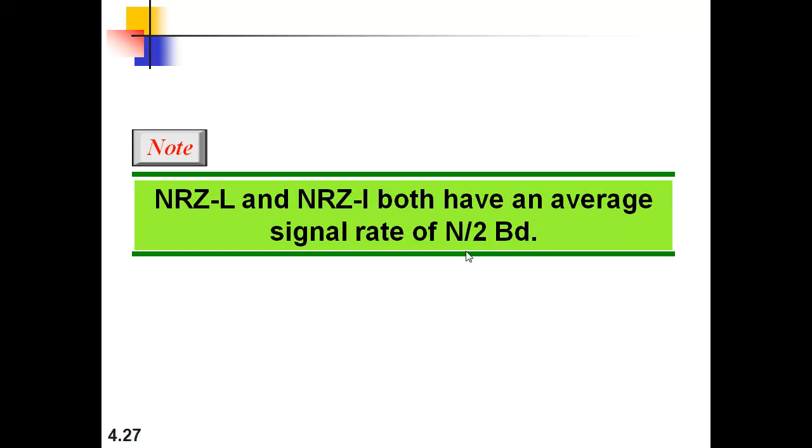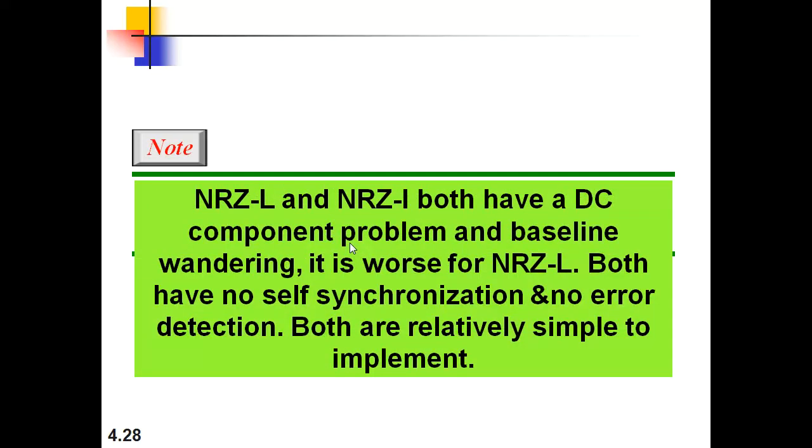So for every scheme, these elements are very important. We need to consider: NRZL and NRZI both have an average signal rate of N by 2 bar. And some of the points he has given, NRZL and NRZI both have a DC component problem. We need to focus here. And baseline wandering is worse for NRZL. Here baseline wandering is very bad for the NRZL. For both NRZL and NRZI, there is no self-synchronization capability and no error detection capability. Both are relatively simple to implement.